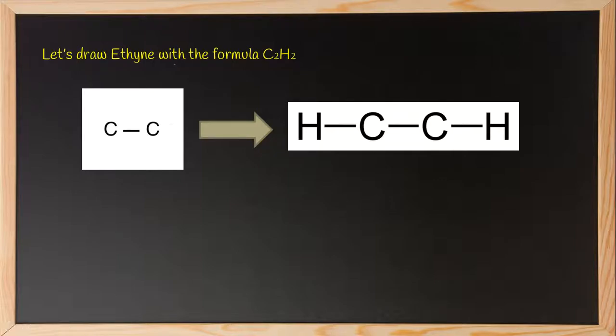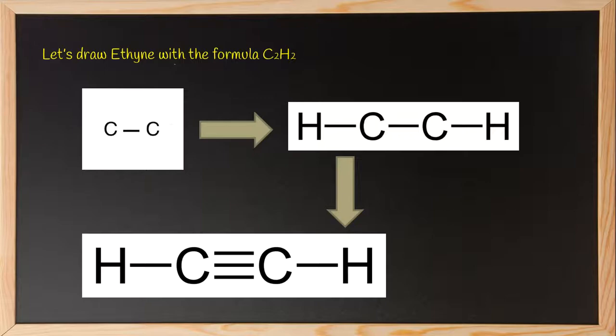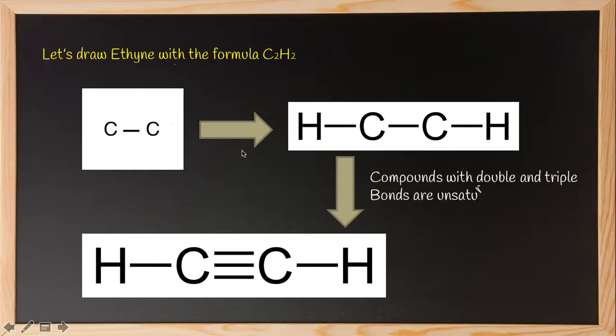Now, what shall we do? We don't have any hydrogens left. So the only thing we can do to satisfy the valency is to add 2 more bonds between these 2 carbons, which makes it a triple bond. So this is how we draw the formula of ethyne.